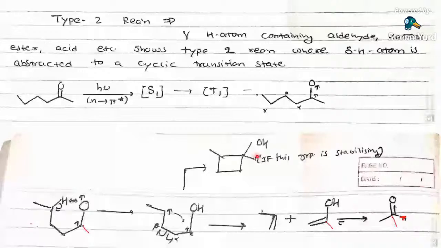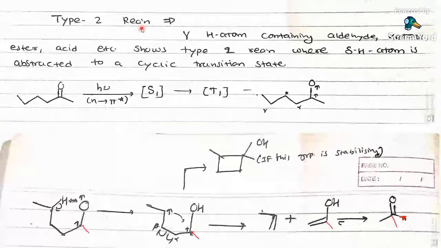So in Norrish type 2, what you have to focus on, firstly you have to abstract the gamma hydrogen via this six-membered cyclic transition state. After abstraction of hydrogen, the alpha-beta bond cleavage will be there, and if the CH3 group is radical stabilizing, then it will give you the cyclic structure. So you will get the cyclic structure like this. So this is the Norrish type 2 reaction.